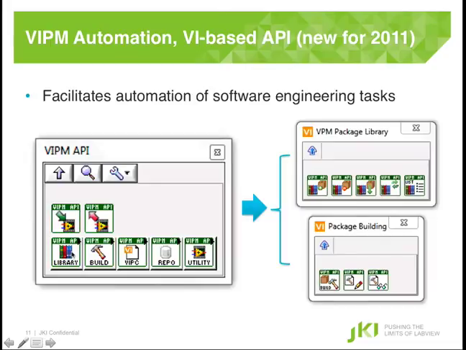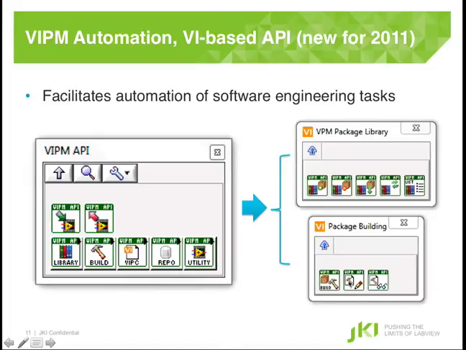So every VIPM client, or every version that you've installed locally, you have a library which indicates what packages you have, what versions, and so on. So you can actually manage that library. You can add packages to your library, install things, refresh the list. You can do check for updates on your library.